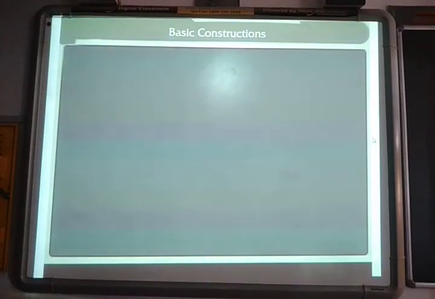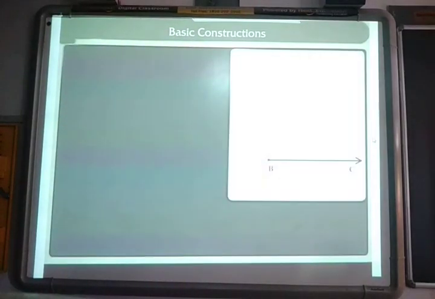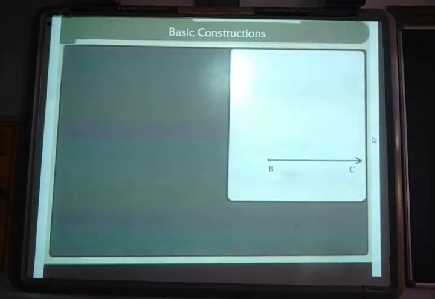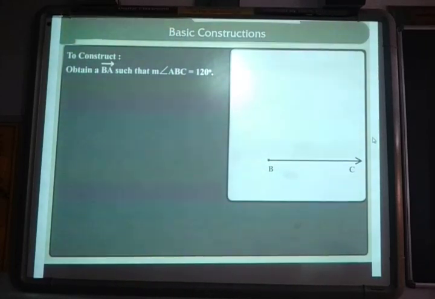Let us now see the construction of an angle measuring 120 degrees. Taking ray BC as the initial ray, let us construct an angle ABC of measure 120 degrees. For this, we will have to obtain the required ray BA. The initial steps for construction will be the same as those for constructing an angle of 60 degrees.